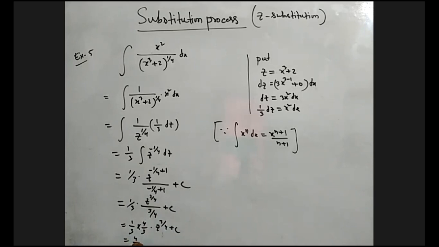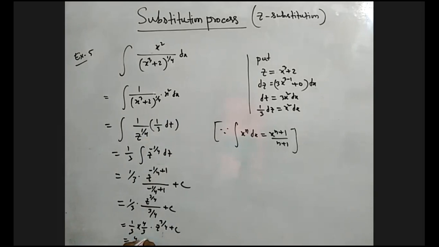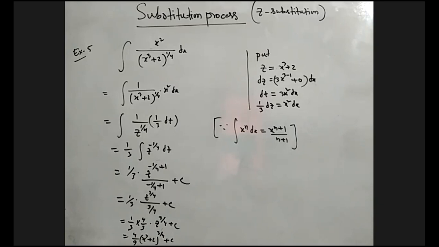So 4 by 9, z means what? X cube plus 2 to the power 3 by 4 plus c. This is the result. Very easy. Same procedure, just using the same procedure, we can solve all the problems.